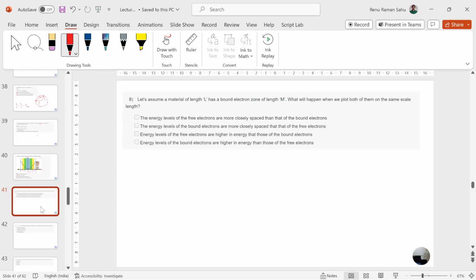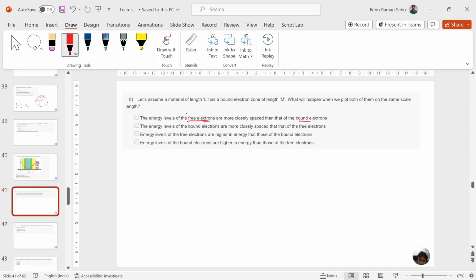What will happen if we plot them on the same scale length? Let us assume a material of length L has a bound electron zone of length M. You just drew a diagram last time, I think that is in the tutorial. What will happen when you plot both of them on the same scale length? The energy levels of the free electrons are more closely spaced than that of bound electrons. Is this not true? That is not right. Why?